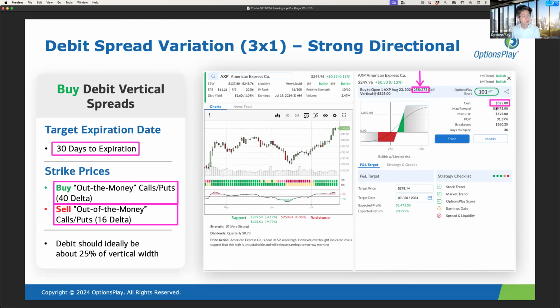So if it gaps up to 275, your expected risk to reward on this particular trade is roughly 3-to-1 if you hold it to expiration. That's why we call it a 3-to-1. It's a variation to what we typically do on the debit spread, which is much closer to a 2-to-1 or a 1.5-to-1. This is a specific one, a variation that you change for earnings season.